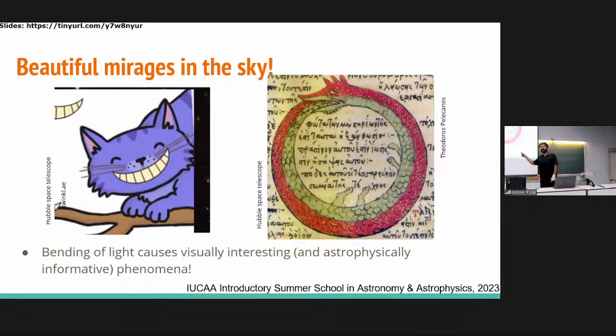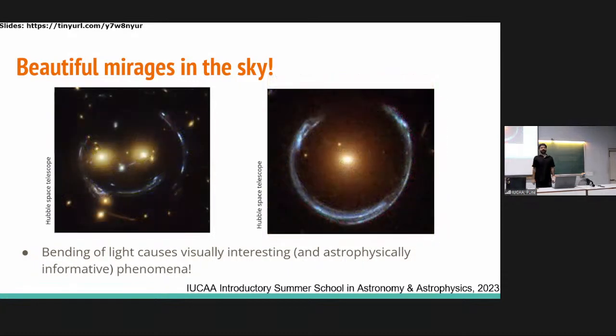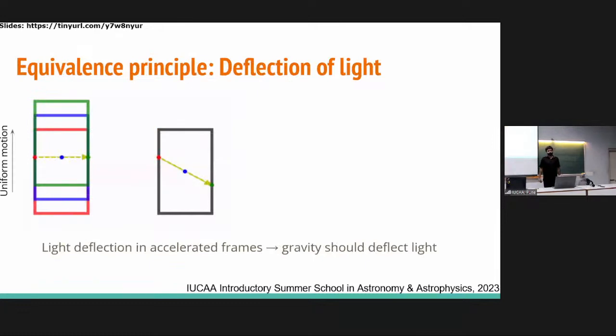And they are not only fun, but they can also be very astrophysically useful. Okay? Because they really tell us something about what is going on, what is the mass of these objects that are there, how that mass is distributed, and so on and so forth. Okay? So the reason all of this happens is because light gets deflected when it passes near massive objects. This is something that comes from the equivalence principle in general relativity.